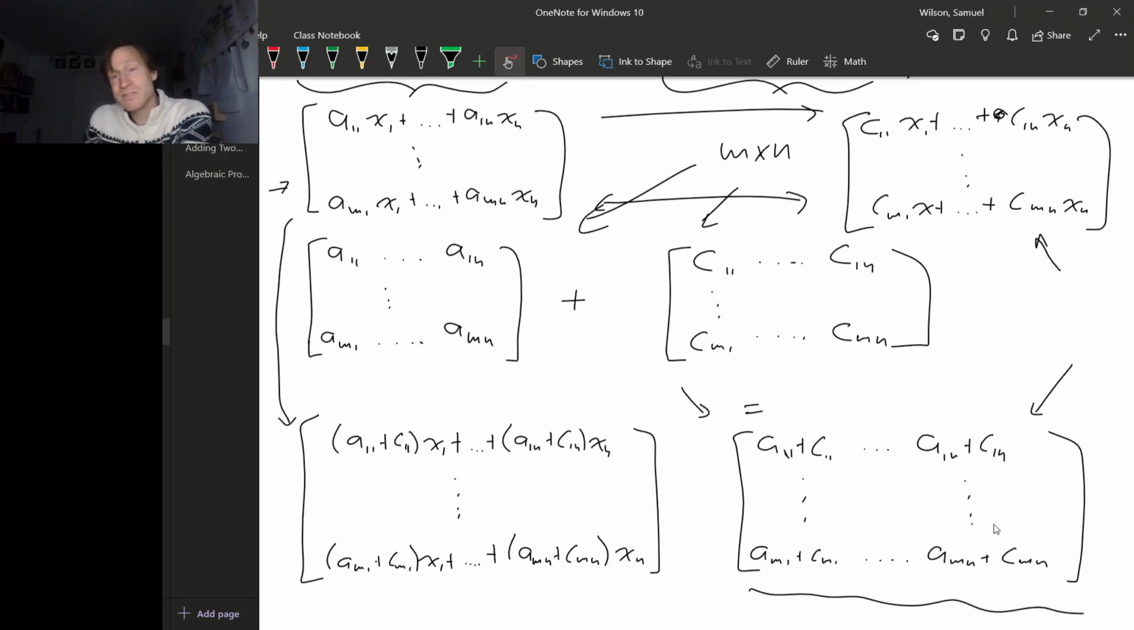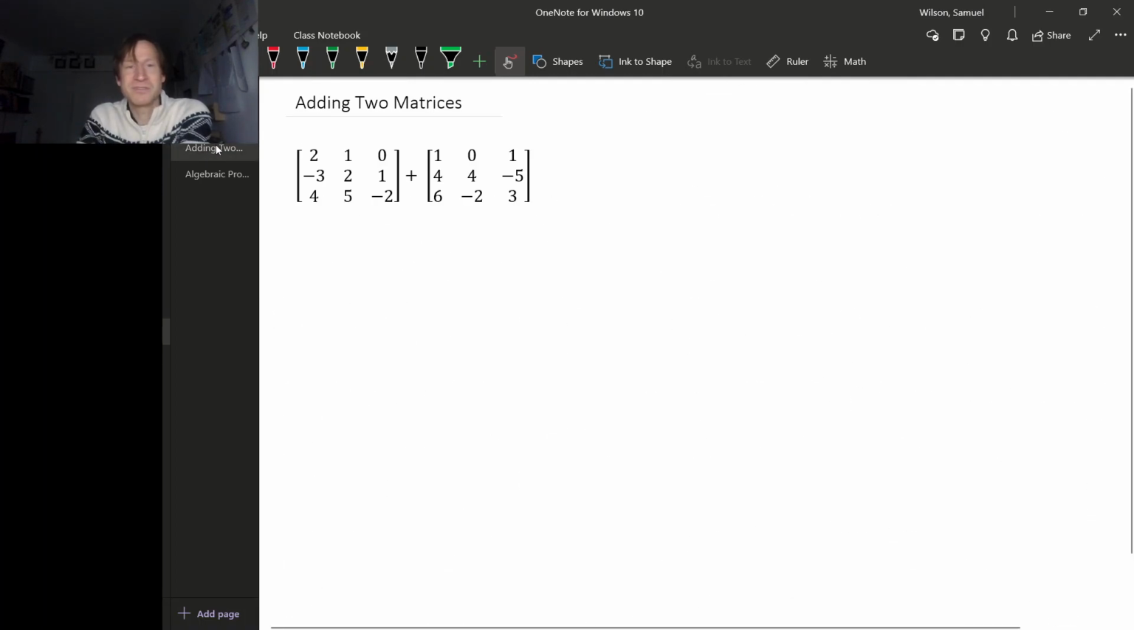So let's look at an example of adding matrices. So let's add these two matrices. Notice they are the same size. If your matrices aren't the same size, then it doesn't even make sense to add them. But these are the same size, so what do you get?